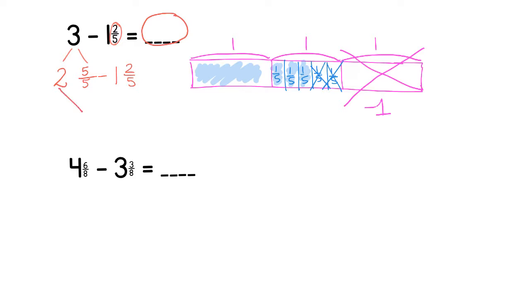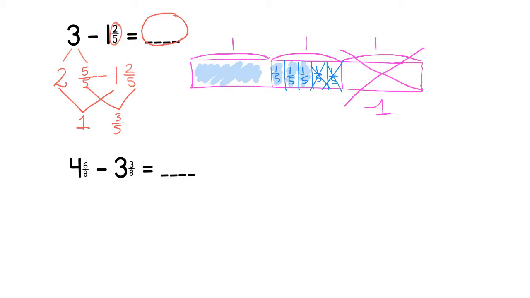I know that 2 minus 1 is 1. So I had my 2 wholes, and I took away 1, and I have 1 whole left. And I know that 5/5 minus 2/5 is 3/5. And I had 5/5, and I took away 2/5, and I have 1/5, 2/5, 3/5 left. So again, I got the same answer.